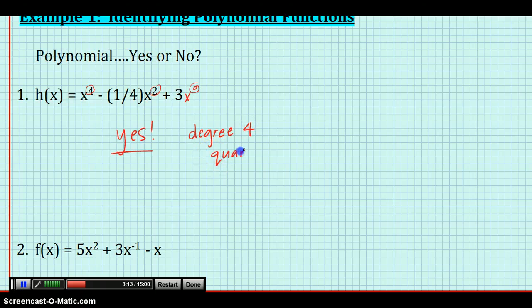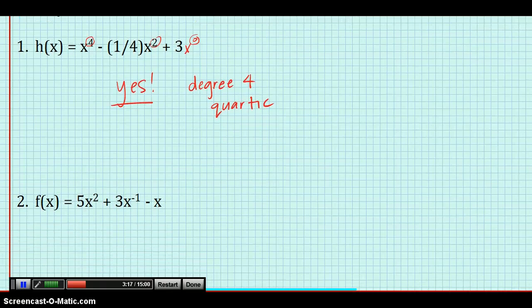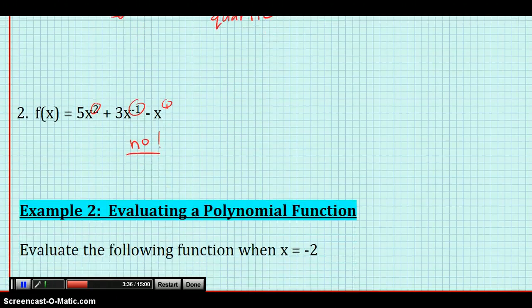So yes, this is a polynomial, and because the highest exponent is 4, this polynomial has degree 4, which makes it a quartic polynomial. So looking at the second example I have, if we look at the exponents, we run into a problem because we have a 2, here is a 1, but here we have a negative 1, which is not a whole number. Remember, the whole numbers are counting numbers, so 0, 1, 2, 3, 4, and so on. So no, this is not a polynomial.